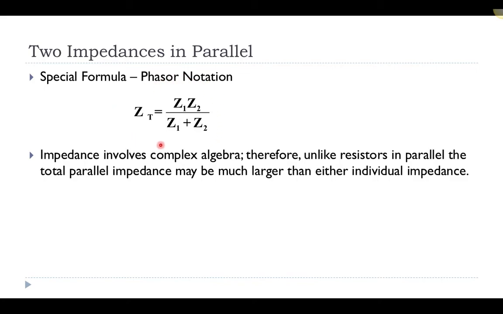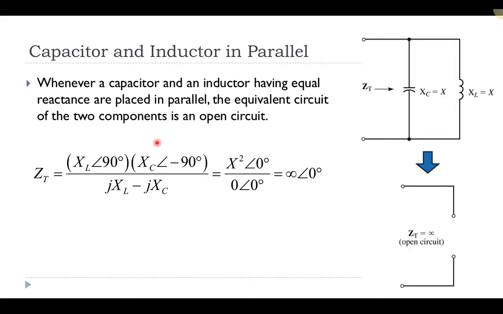The reason that we're bringing this up is specifically because we could look at having an inductor and a capacitor connected in parallel, and there's a special case that can happen. If you have a capacitor and an inductor that have exactly equal reactance values and they're placed in parallel, then the equivalent circuit of those two components behaves as an open circuit. So let's look at how we would approach this.